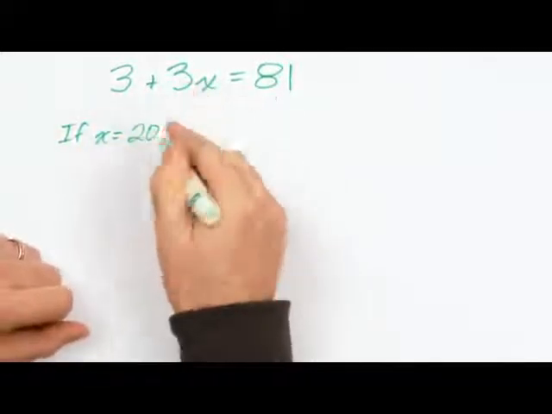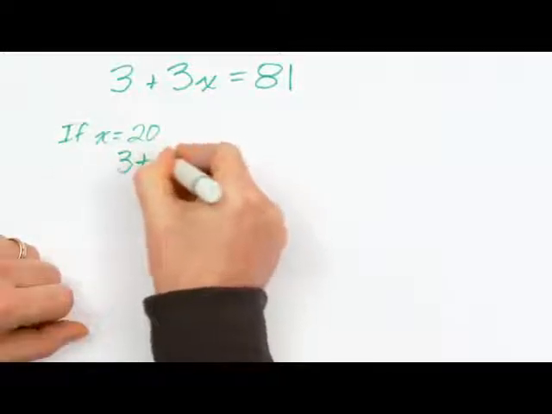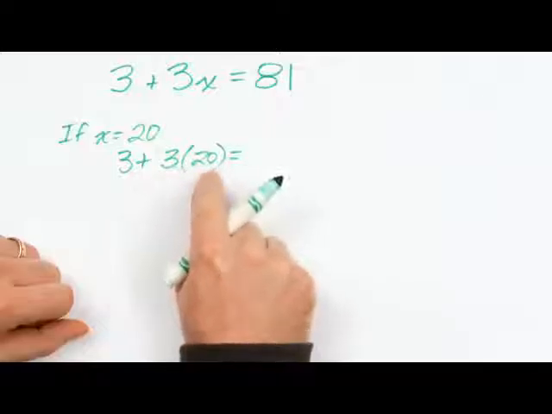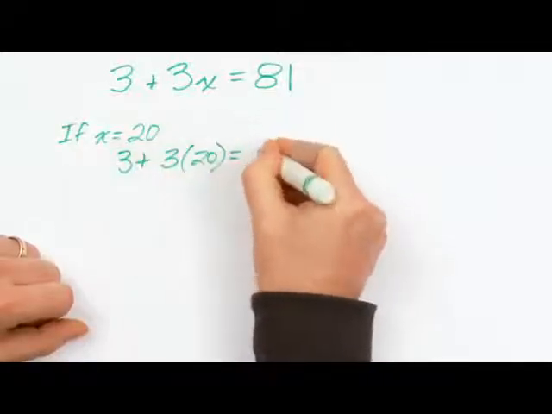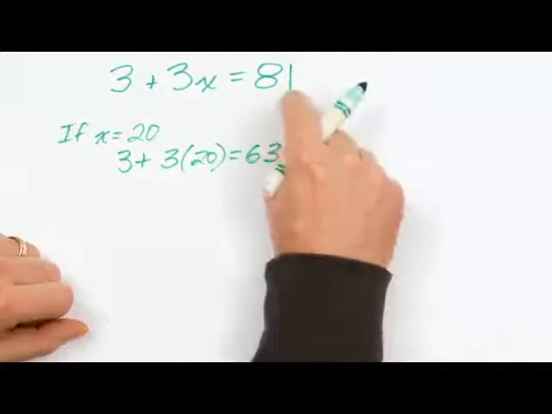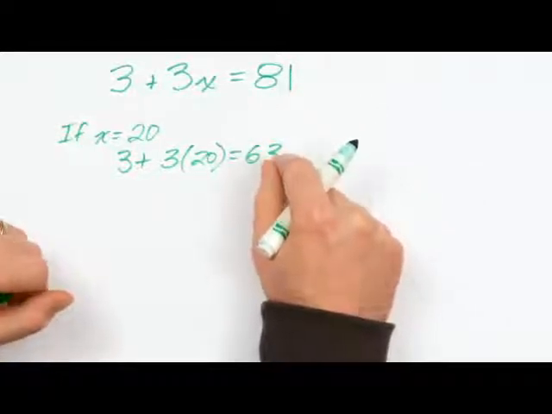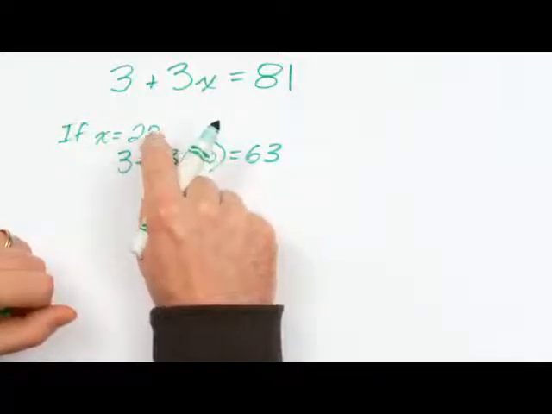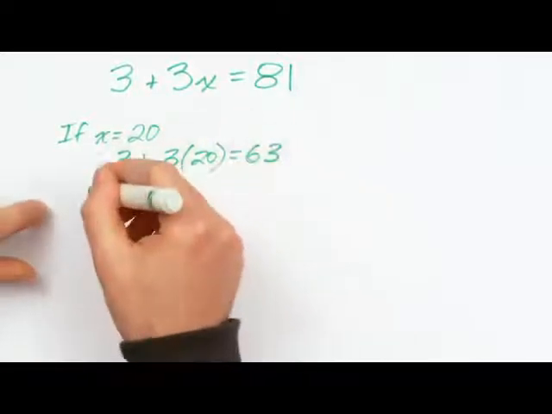So if x was 20, well, then I'd have 3 plus 3 times 20, and 3 times 20 is 60, plus 3 is 63. All right, 63, that's not 81. It's lower. So if 63 is lower, I need to think x has to be bigger than 20. Let's try a bigger number.